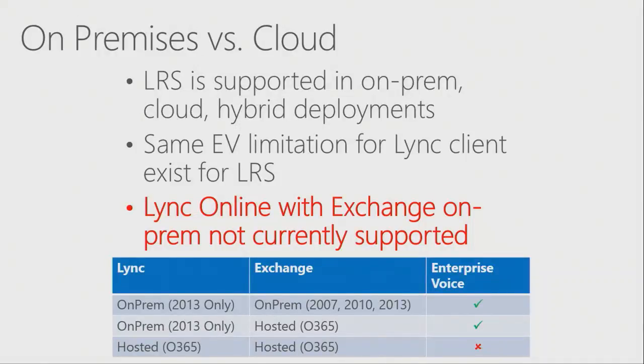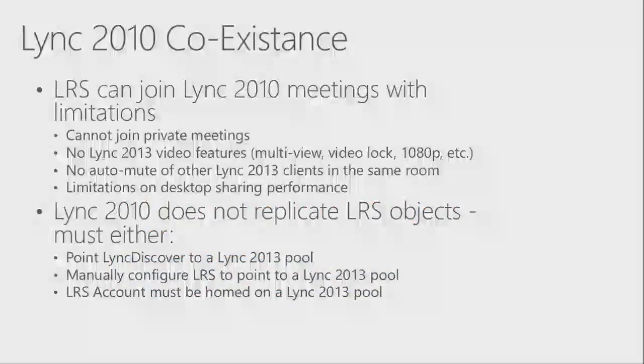Now, the 2010 coexistence, right? The LRS can join the 2010 meetings with limitations, right? It cannot join the private meetings. There's no 2013 features. And that auto mute feature that's so cool where it detects another Lync client in the same room and does the auto mute, it doesn't work in 2010. And there's also some desktop sharing performance things there. And Lync 2010 does not replicate LRS objects. So you have to point Lync Discover to a 2013 pool, or you have to point the LRS directly to a 2013 pool, right? And the LRS obviously has to be homed on Lync 2013.